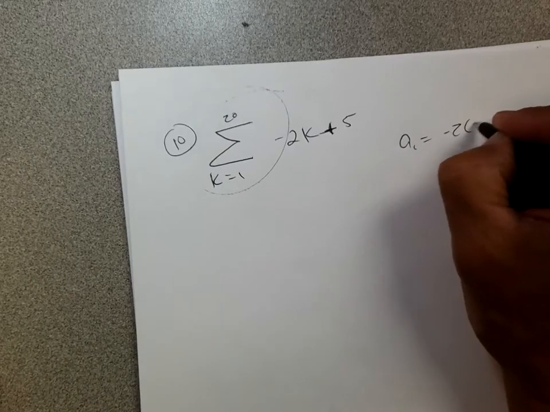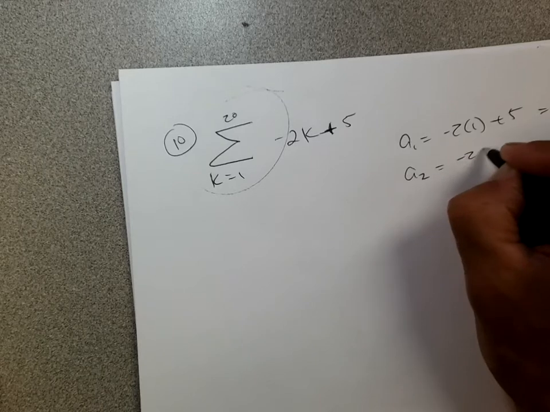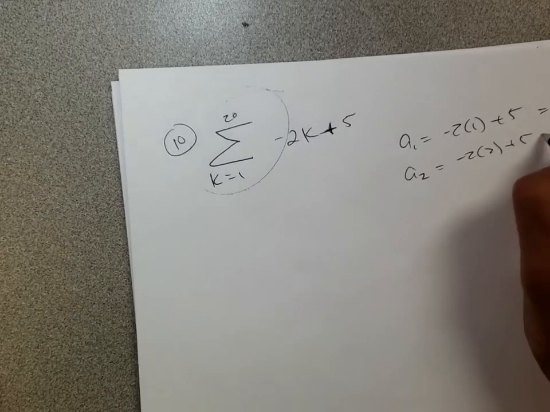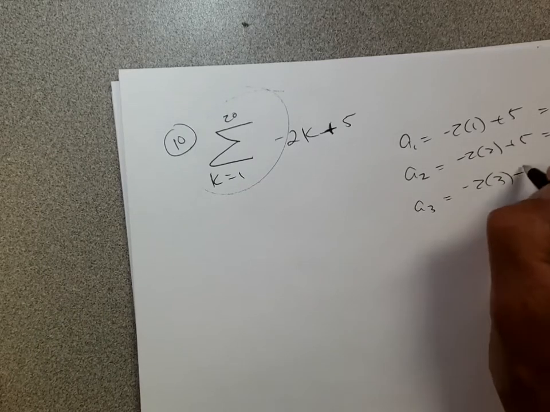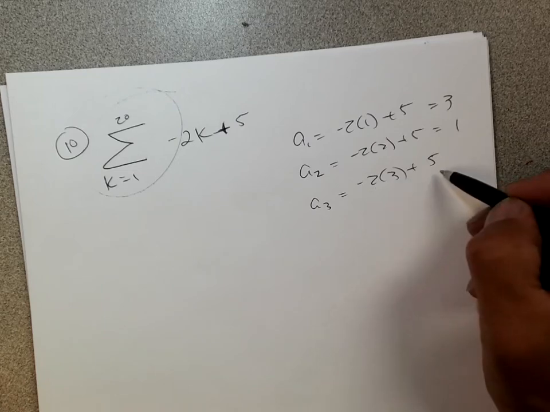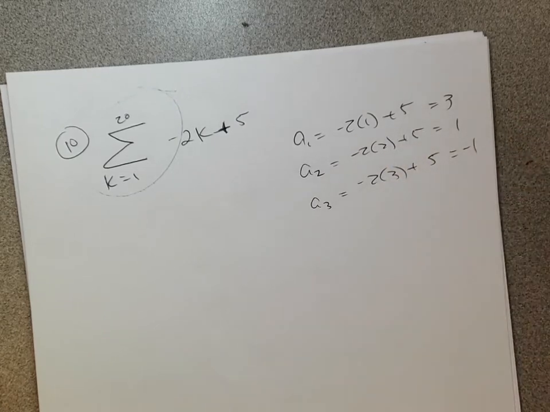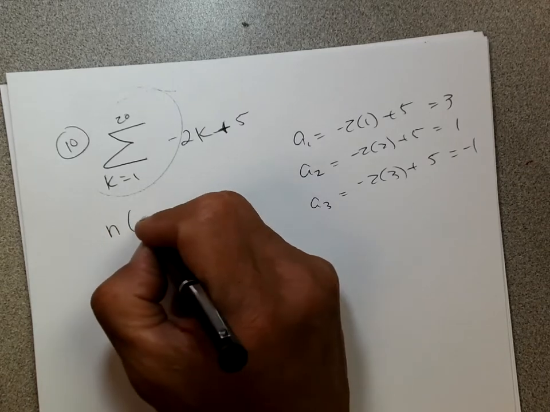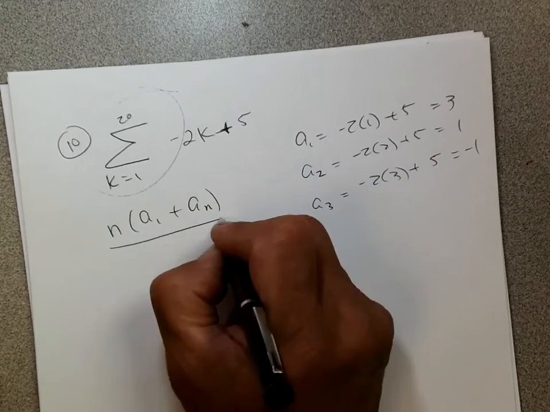Negative 2 times 1 plus 5 is 3, a2: negative 2 times 2 plus 5 is 1. a3 is negative 2 times 3 plus 5, negative 6 plus 5. Wait a minute, am I doing this backward? No, that's negative 1. And it looks like we're going down by 2's. So it's arithmetic. So let's use n times a1 plus an, divided by 2.